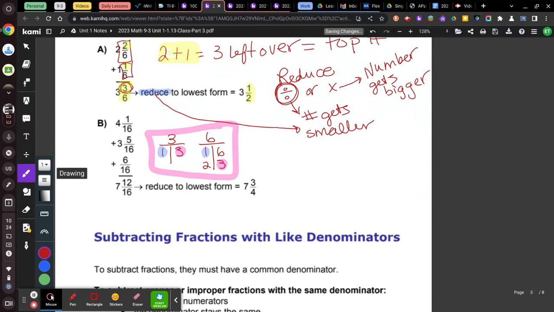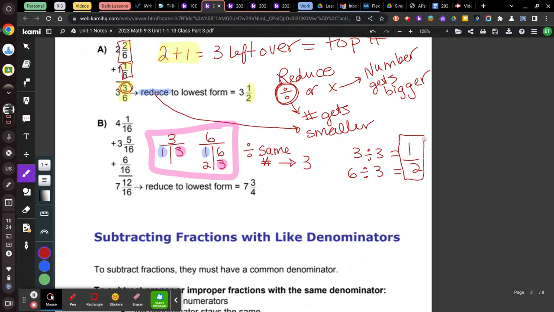So what you're going to do is you're going to now divide by the same number that you found, which is the 3. So if we divided 3 by 3, so 3 divide 3 gives us our 1. 6 divide 3 gives us our 2. And that's how we get our reduced fraction in our answer. Okay?